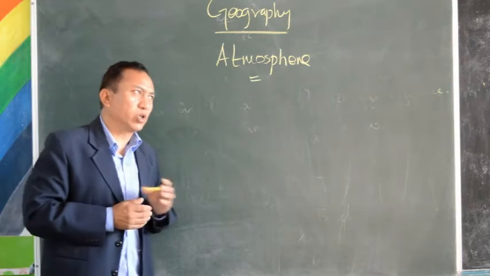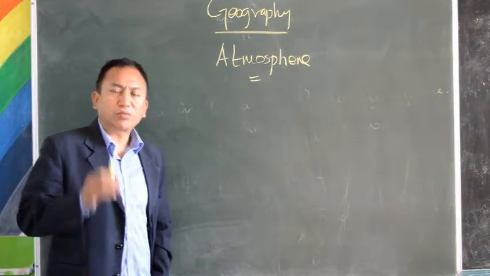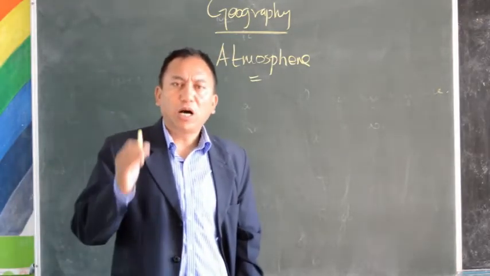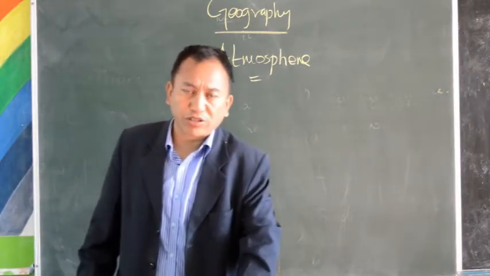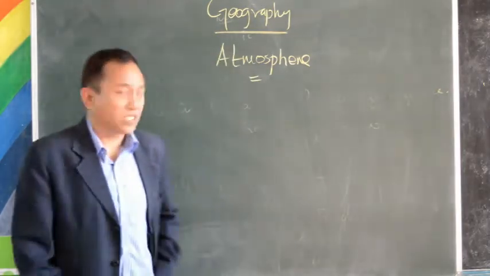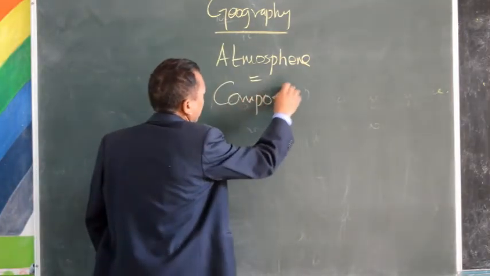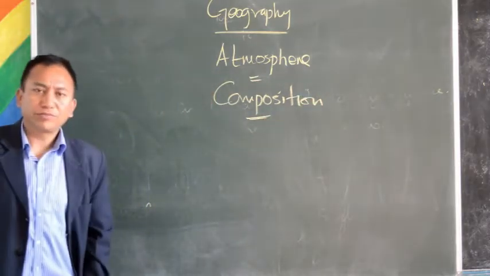Now, the Earth's atmosphere is also very, very important because of the presence of ozone. The ozone layer in the atmosphere protects us from the harmful ultraviolet rays of the sun. So these are the different ways in which the Earth's atmosphere is very important to all of us. Now let us see the composition of the Earth's atmosphere.